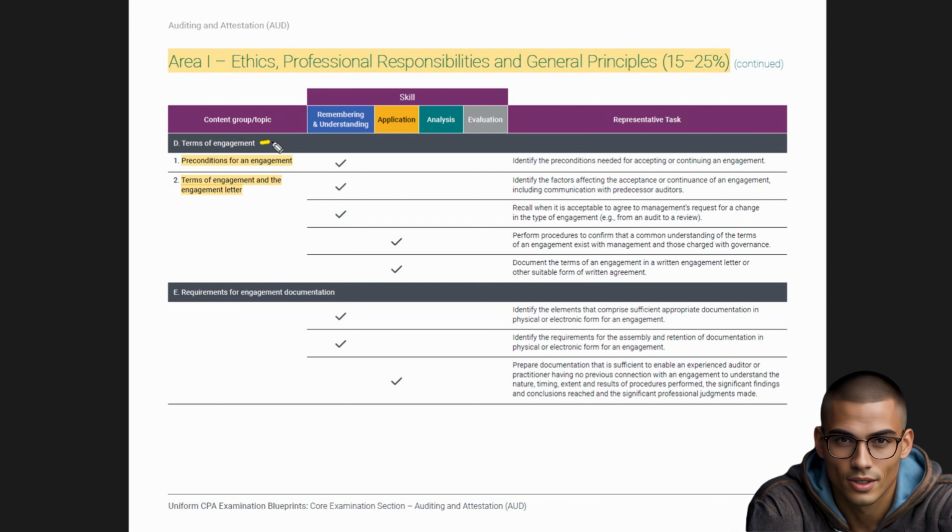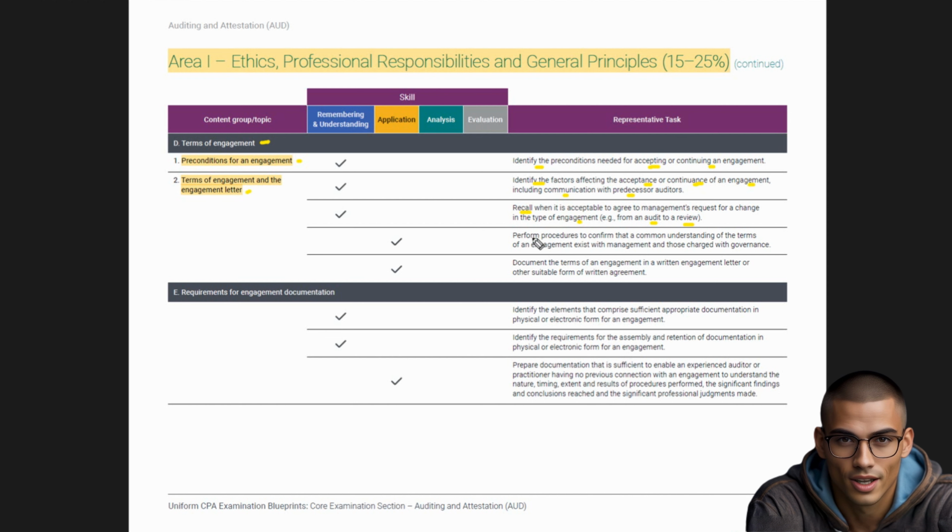Continuing on, we have terms of engagement. Here we'll need to look at the preconditions for an engagement, where you'll need to identify the preconditions needed to accept or continue an engagement. Next, we have the terms of engagement and the engagement letter. Here, you'll need to identify the factors affecting the acceptance or the continuance of an engagement, including the communication with the predecessor auditors. You'll need to be able to recall when it is acceptable to agree to management's request for a change in a type of engagement, for instance, from an audit to a review.